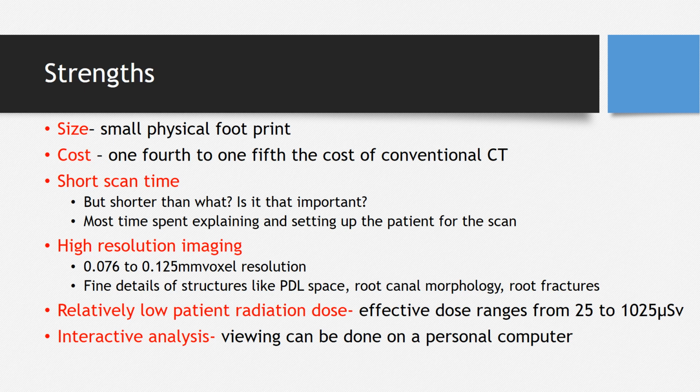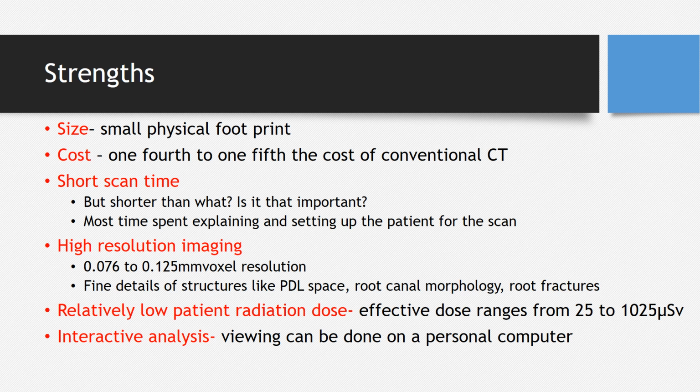High resolution images: you can see very clear images and fine details of structures like the PDL space, root canal morphology, and root fractures. Of course, it's best to use a smaller FOV to get better resolution. There's a relatively low patient radiation dose. Again, when we're talking about relatively, we are comparing it to a CT scan of the same particular area. The effective dose ranges from 25 microsieverts to over 1000 microsieverts depending on your field of view.